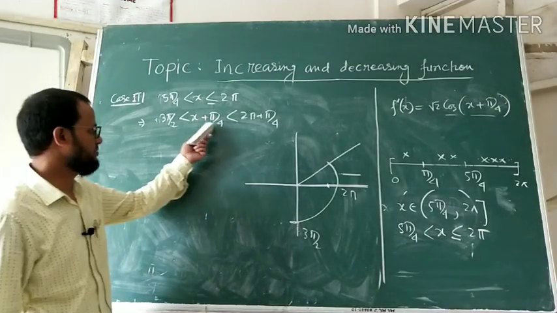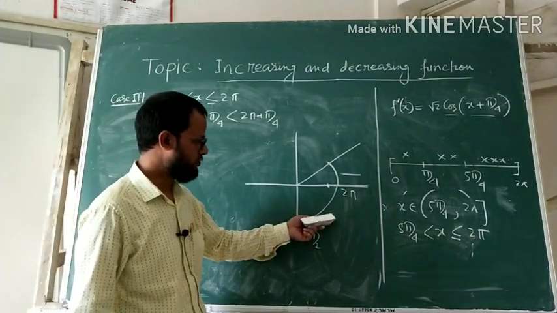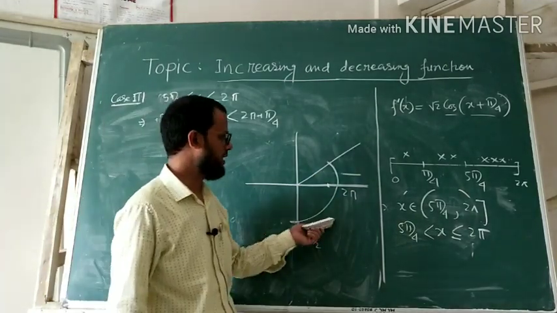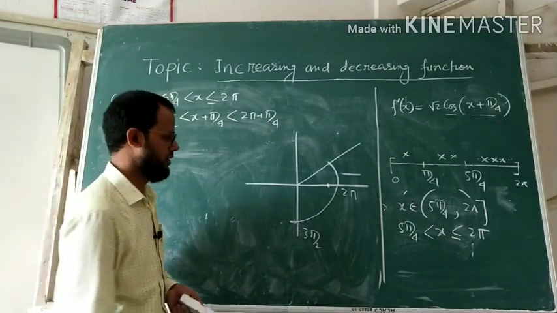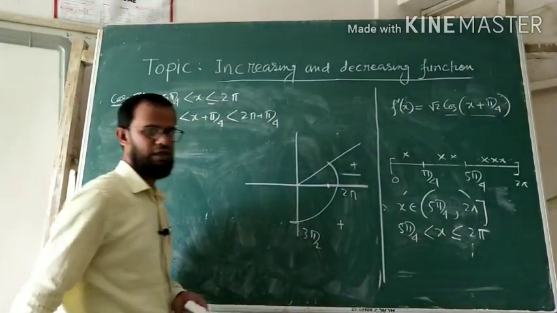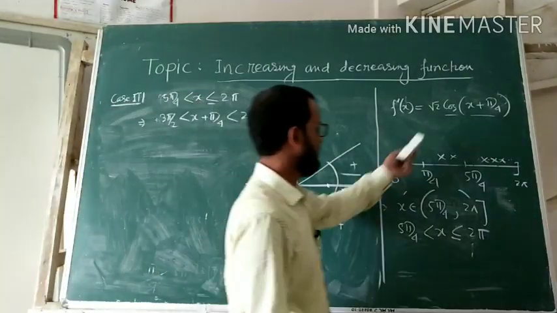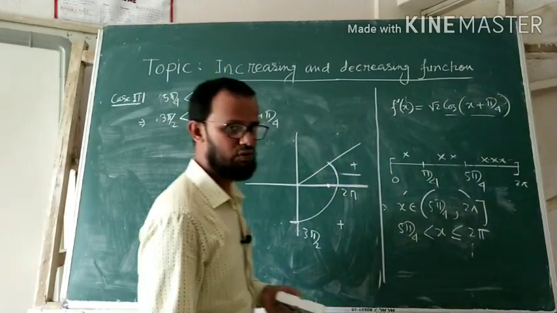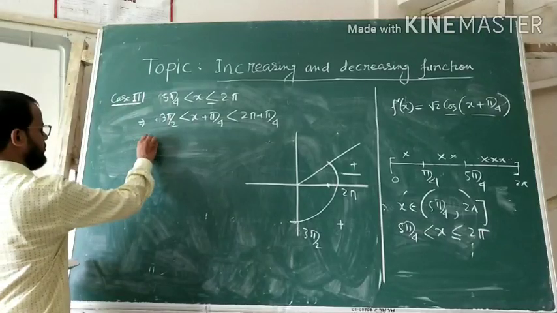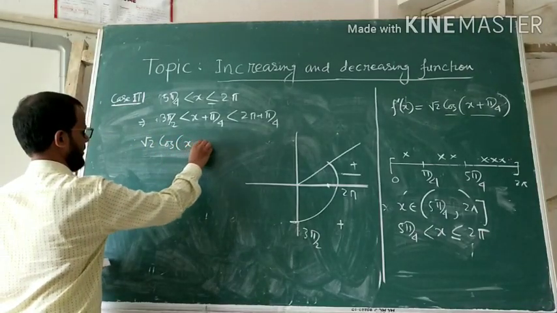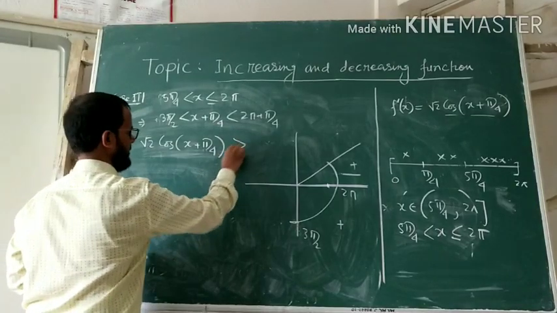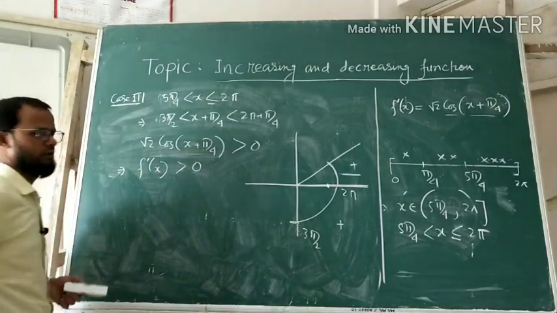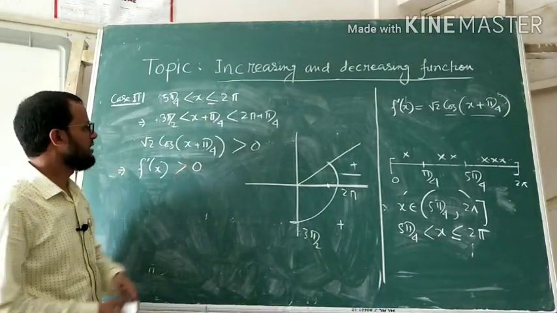That means the angle x plus pi by 4 lies in the fourth quadrant as well as some part of the first quadrant. And you know that in the fourth quadrant and first quadrant, cos is always positive. So cos of x plus pi by 4 will be positive in this particular range. Multiplying by root 2, it will be positive. So you can say root 2 cos of x plus pi by 4 is greater than 0. It means f dash x is greater than 0 in this interval.